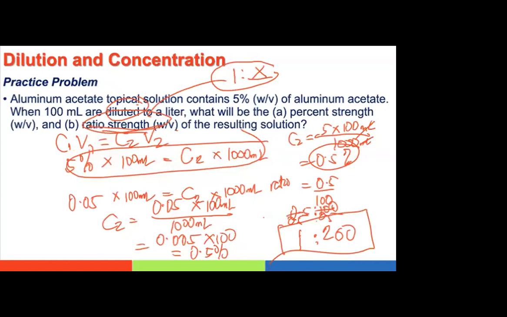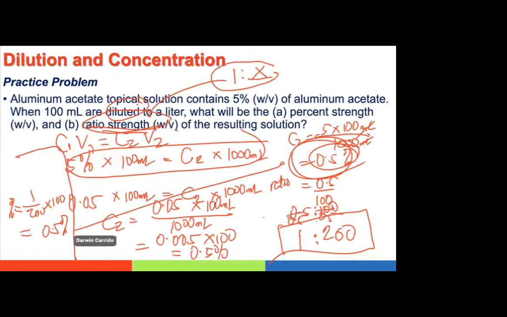Got it? Let's check. Express this into percent: 1 is to 200. What you will do is 1 over 200 multiplied by 100. What's the answer? 0.5. It should be the same as before, 0.5%. It's a way of checking if your answer is correct. Thumbs up if you got it. Easy, right? Because dilution is just C1V1. Okay, next problem.